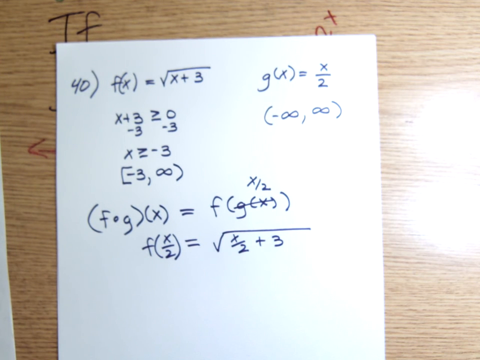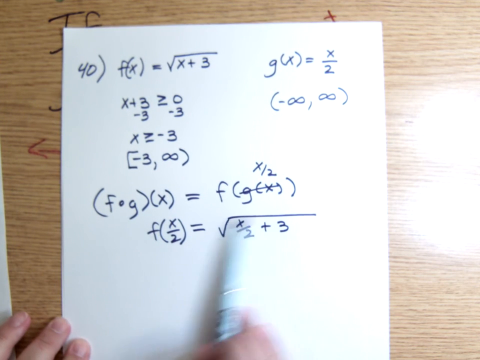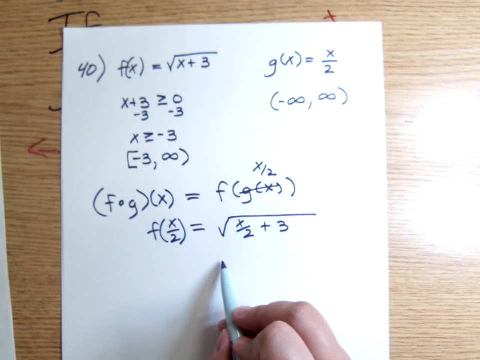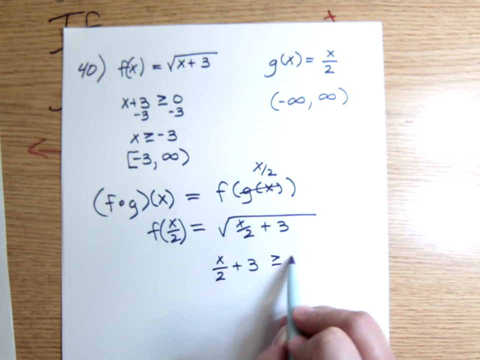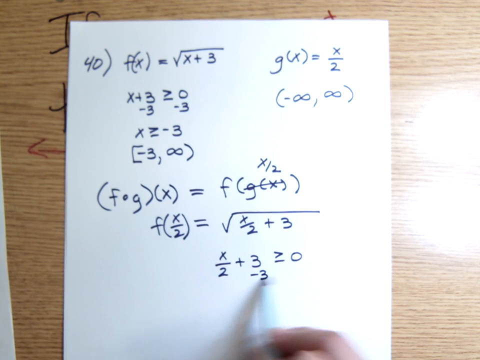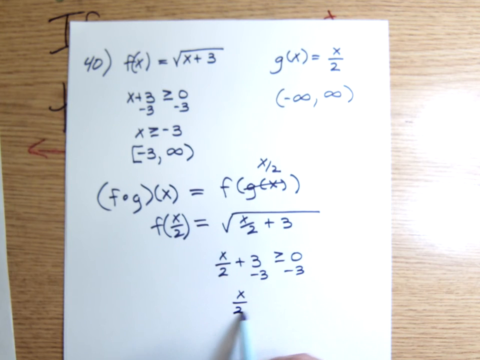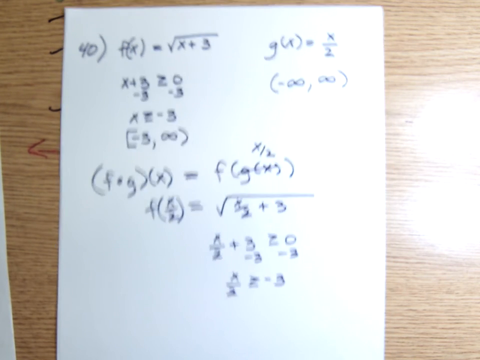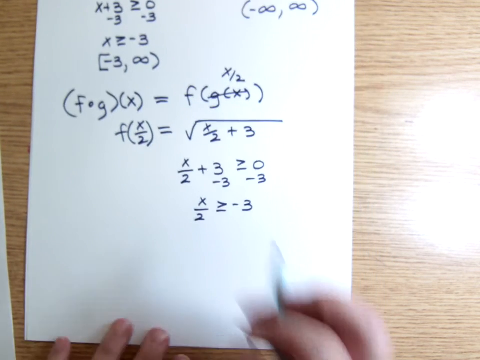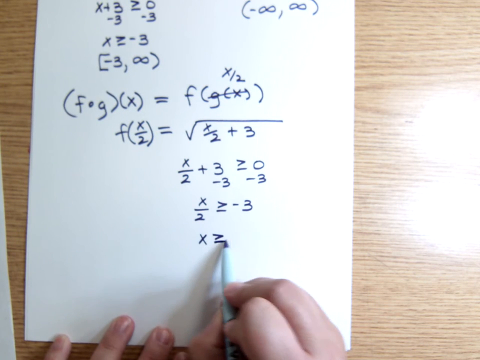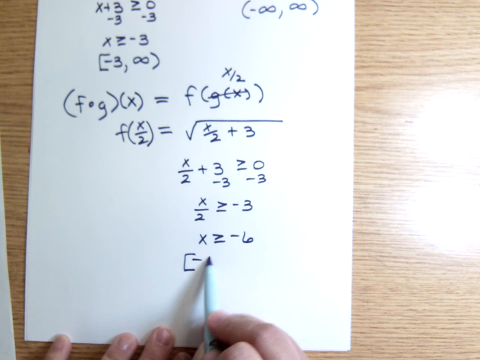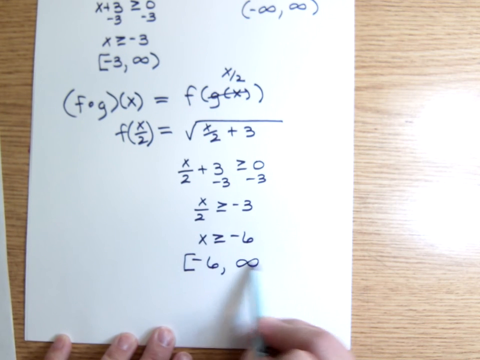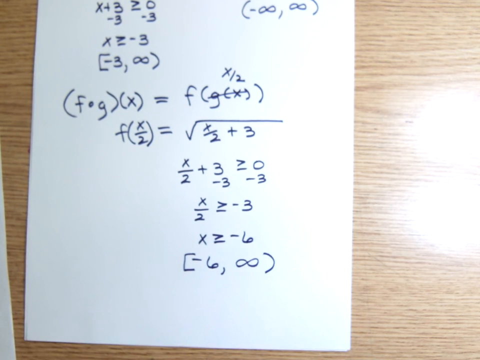So looking for the domain of this means we have a radical. It means making sure what's underneath here is positive or 0. In other words, non-negative. So that x over 2 plus 3 has to be greater than or equal to 0. So x over 2 has to be greater than or equal to negative 3. Multiply both sides by 2, and you have x is greater than or equal to negative 6. So here's negative 6 all the way up to positive infinity. And there you have it.